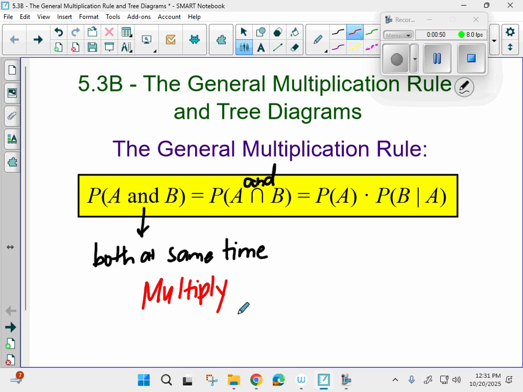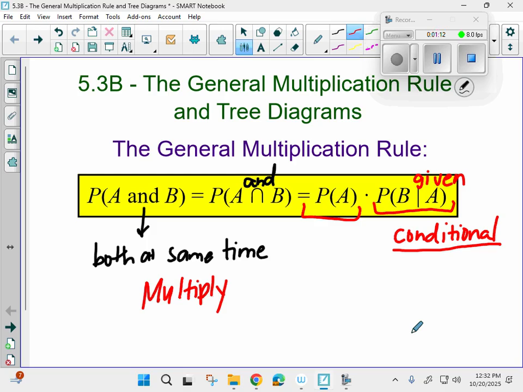You are always allowed to multiply the probability of A times the probability of B given A. Remember that this bar reads given, all right? So this is called the conditional. You're always allowed to multiply by the conditional.